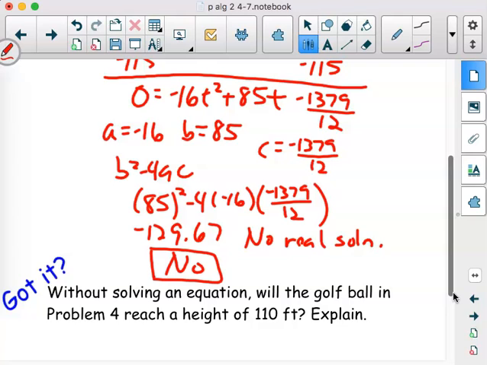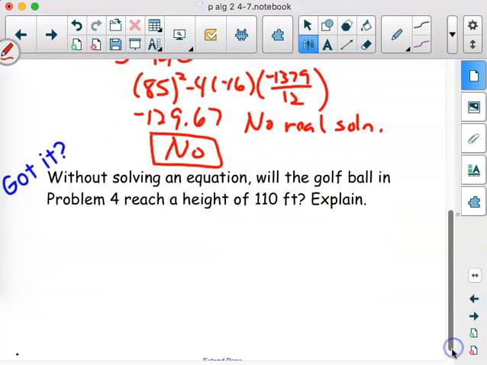So now the Got It says, how about if we change it to 110? They couldn't make it to 115, but how about if we change it to 110? So now it'll be 110 equals negative 16t squared plus 85t plus 1/12.